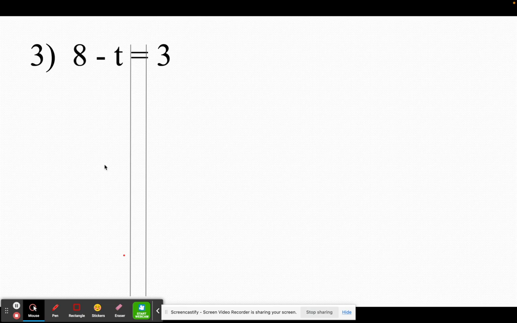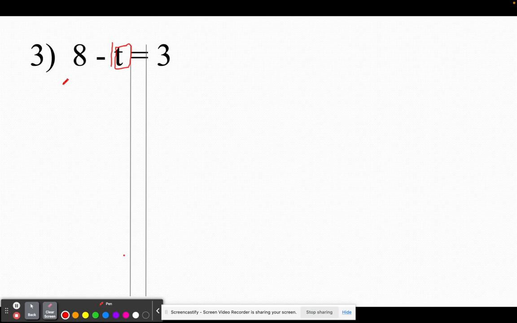Example 3. 8 minus t equals 3. We've seen some like this before. Remember, we have an invisible 1 here in front of that t. That might help us solve it. We need to get this t all by itself.